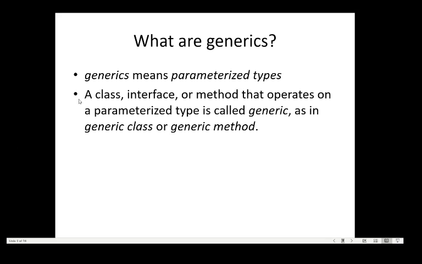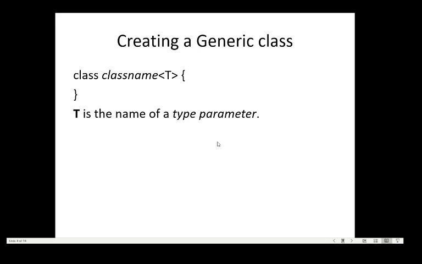These parameterized types can be used for a class, for an interface, or for methods. A class, interface, or method that operates on a parameterized type is called a generic, or you can call it specifically a generic class, a generic interface, or a generic method. So how do we create a generic? First we'll look at a class. Creating a generic class.